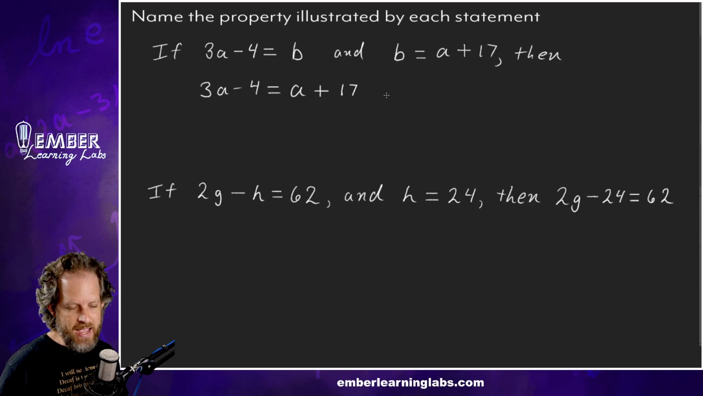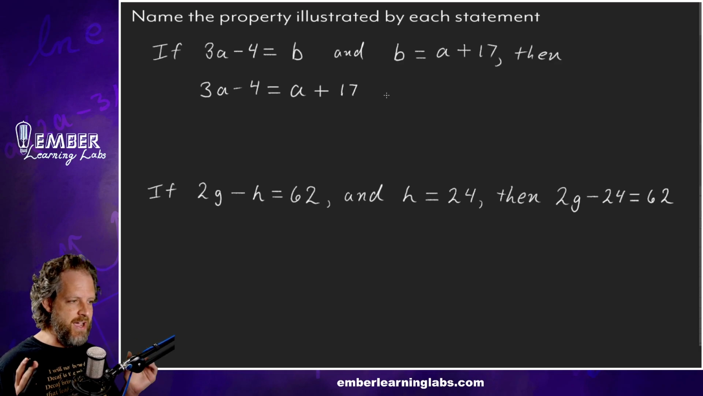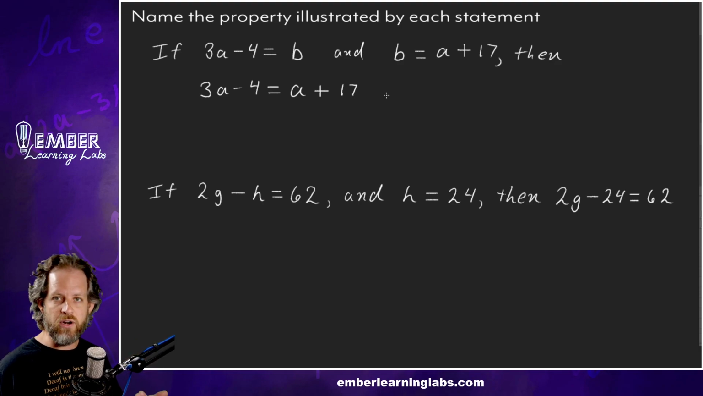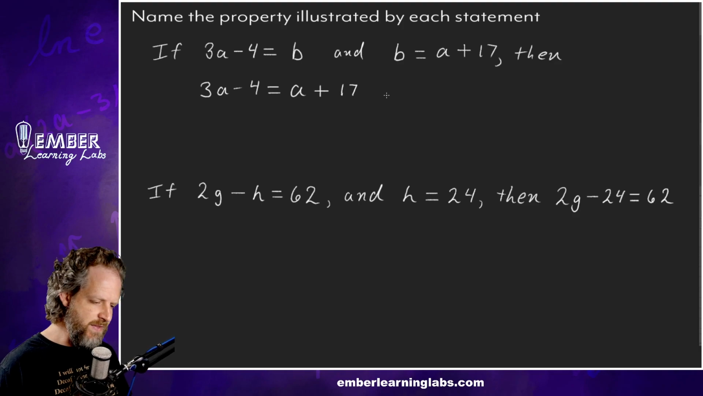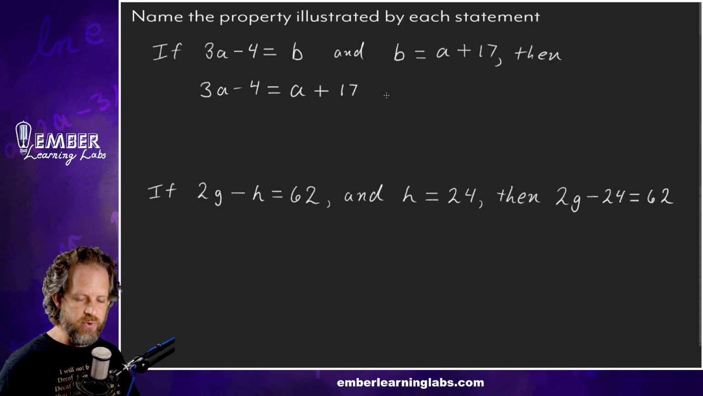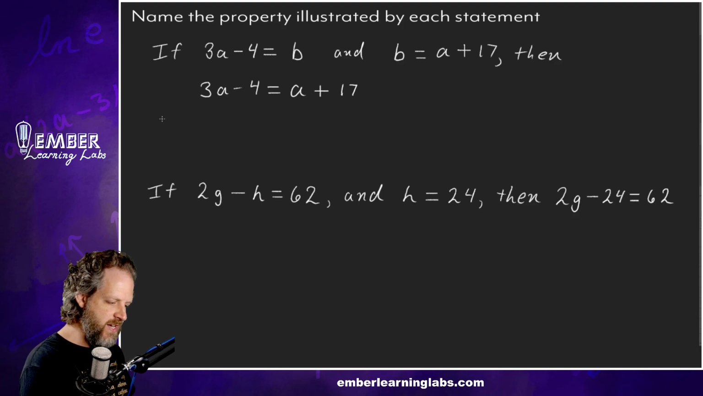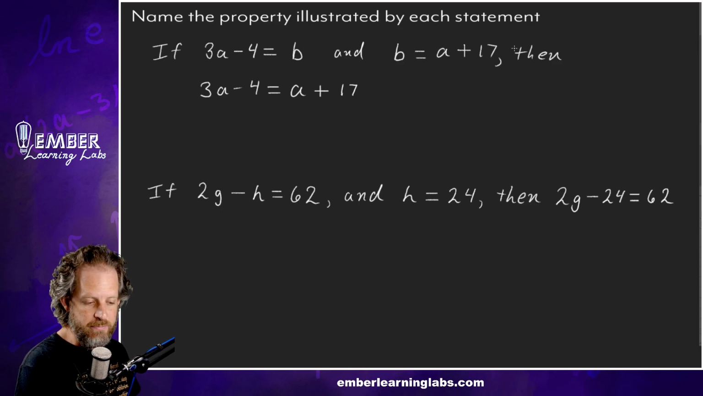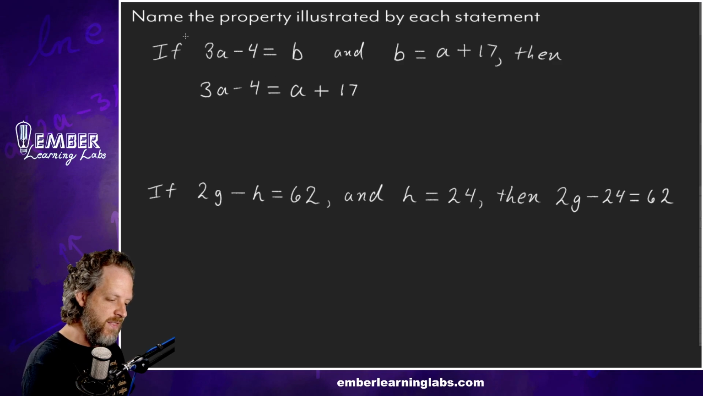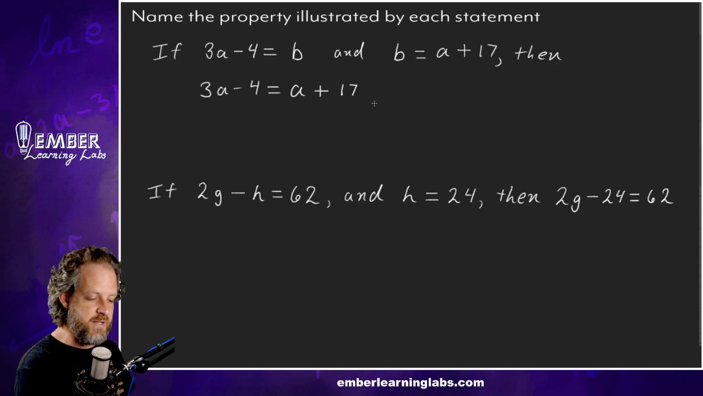Now, you may have already guessed from what I alluded to earlier in this lesson that one of these is going to be the transitive property and the other one is going to be substitution. So let's take a look and see which one's which and how it works. This first one says if 3a minus 4 equals b and b equals a plus 17, then this beginning equals the ending: 3a minus 4 equals a plus 17.